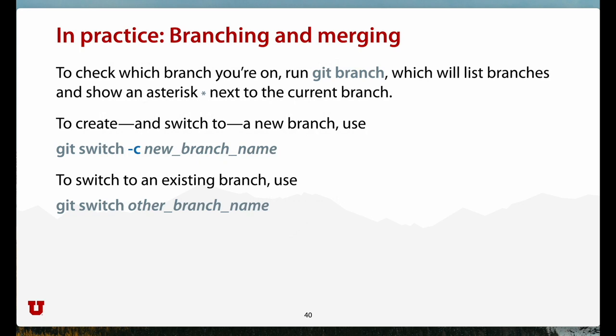So we've seen branches a bit with this notion of merge conflicts. So now we'll look at how we actually handle branches, how we manage branches. To check which branch you're on, you can run the command git branch, which will list branches and show an asterisk next to the current one. You can create and switch to a branch with git switch -c and then the branch name, and then switch to an existing branch with git switch and the branch name.